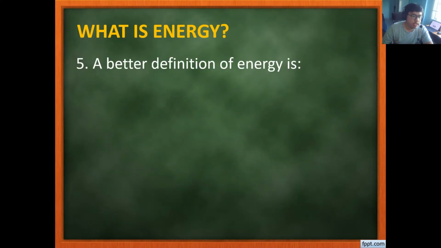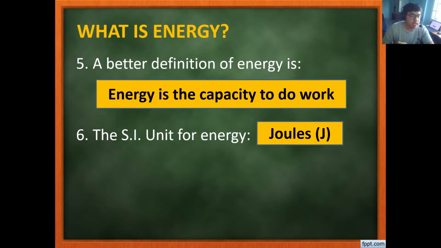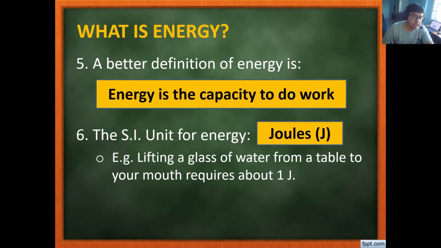So, what is energy? Energy is the capacity to do work. If you have a lot of energy, you have a lot of capacity to do work. If you have no energy, you don't have any capacity to do work. You don't have the ability to do work. The SI unit for energy is joules. Joules is named after a scientist with the same name. For example, lifting a glass of water from a table to your mouth requires about 1 joule.